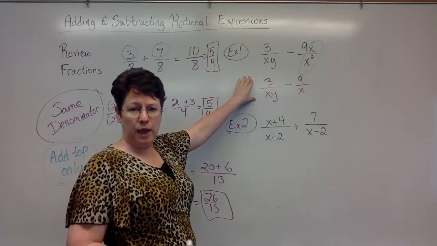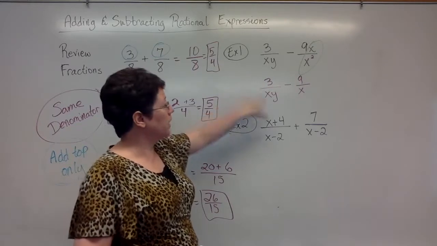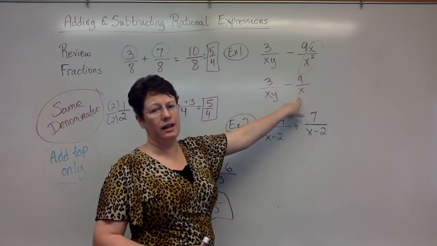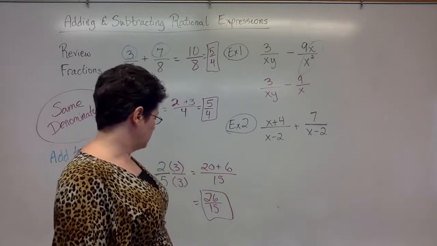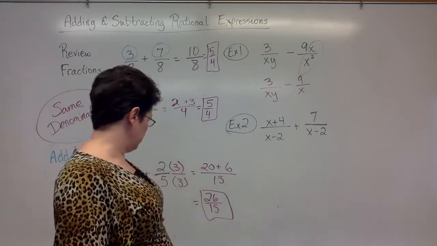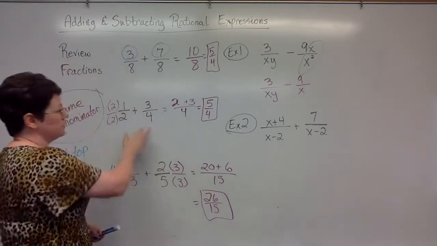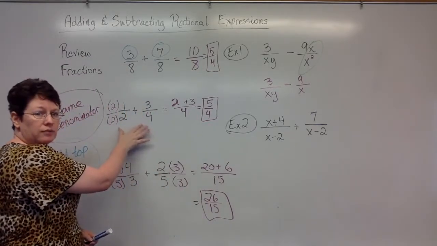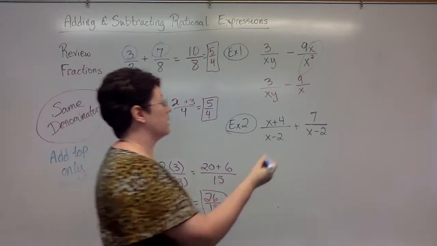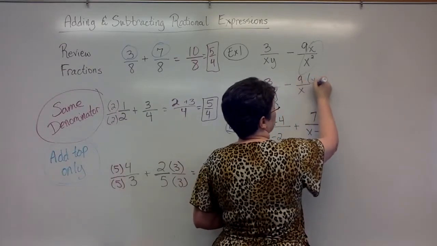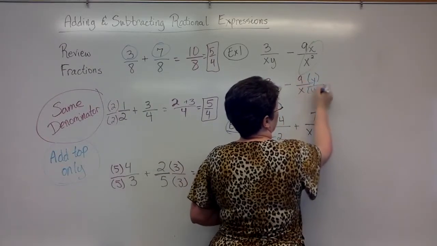Do the denominators match? No. But I notice they both have an x, right? So what is the second one missing? It's missing the y. So this is similar to this one, right? I only have to multiply one fraction by something. So I'm going to multiply the second fraction by y over y.